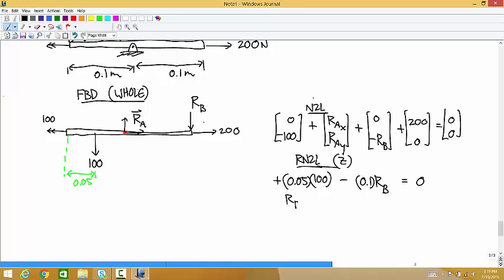So RB is equal to 50. And RA then, plug it back into the top stuff, is equal to negative 200 and positive 50.